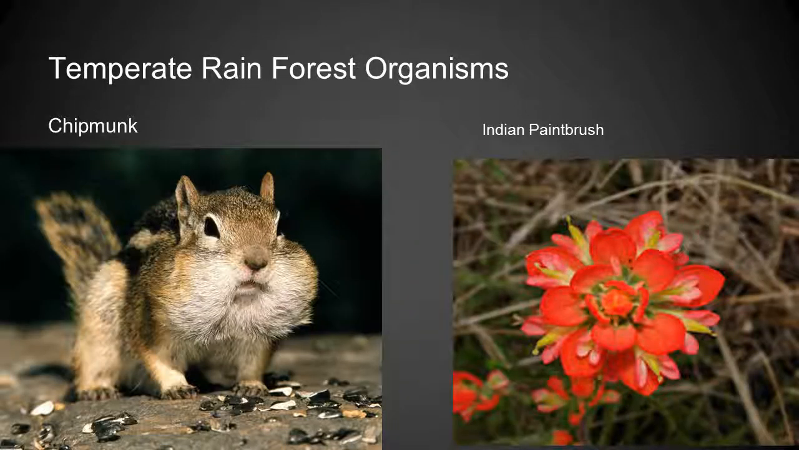Finally, an example of an animal that lives in a temperate rainforest biome is the chipmunk. They live in burrows inside trees and eat nuts, berries, and other small plants in the area. A plant that lives in a temperate rainforest biome is the Indian paintbrush. They are a very colorful flower.